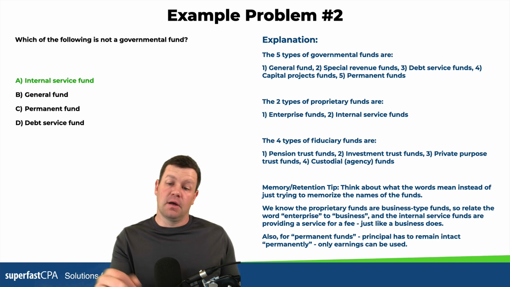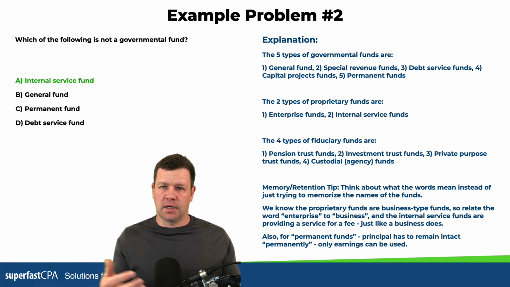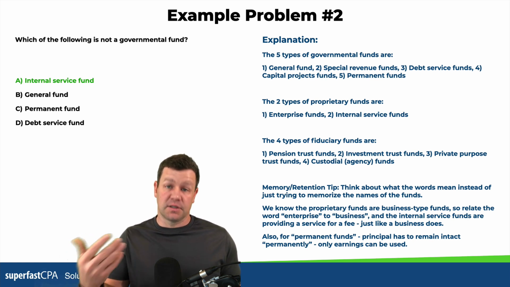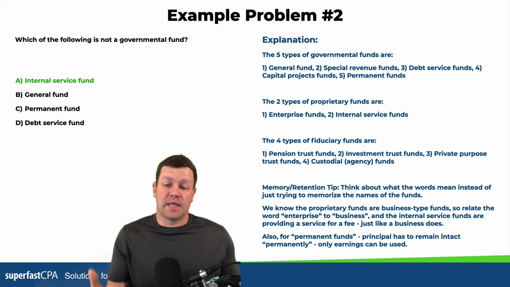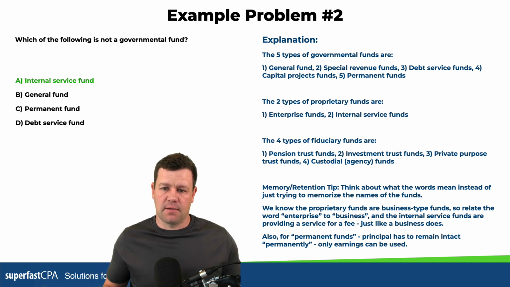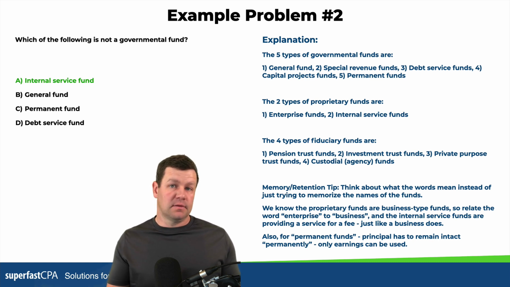The three types do, and then custodial funds, which is a different way of saying that, right? Funds being held in custody for another party. So pension trust funds, investment trust funds, private purpose trust funds, and then custodial funds. If you just think about the words, you can get this, that it's a fiduciary type fund. And then the 5 that are left, you know that those are the governmental type funds. General fund, special revenue fund, permanent fund, debt service funds, and capital project funds.